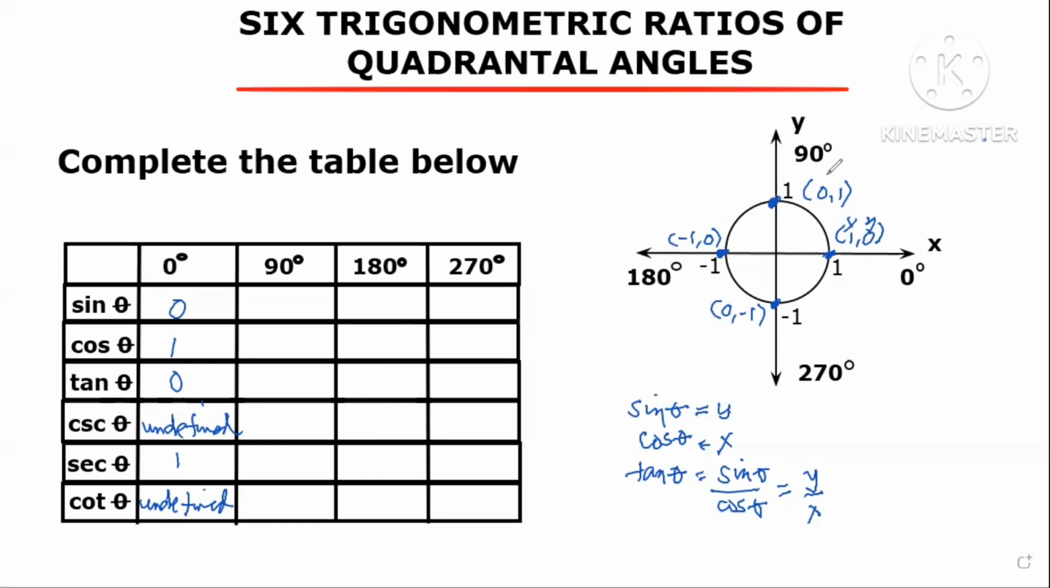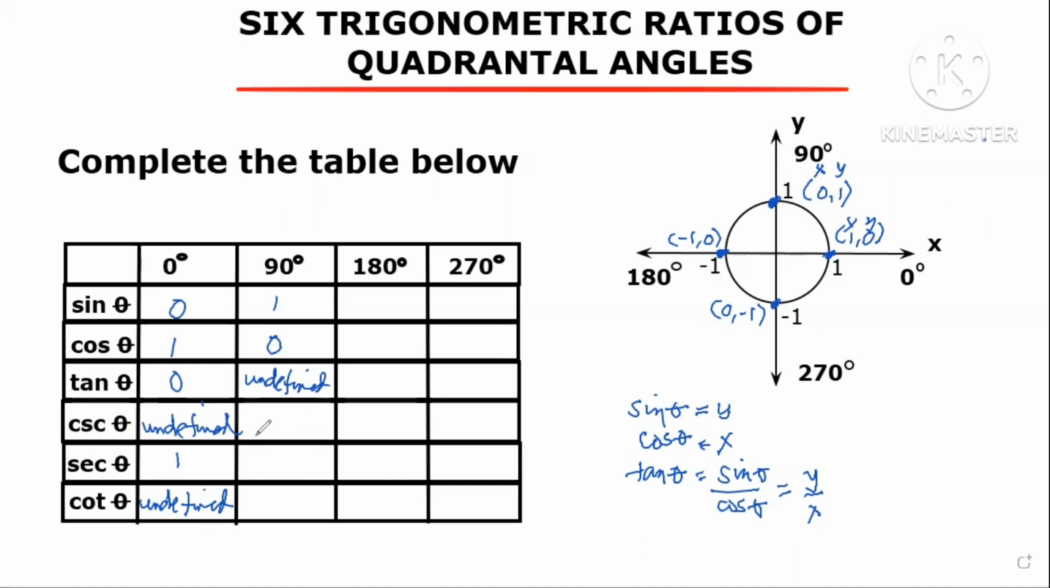90 degrees. Ito po tayo. Again, this is your x and this is your y coordinate. What is our sine 90? Sine 90 is equal to 1. Why? Because y is 1 at this point. Di po ba? Ang y coordinate natin ay 1. So, sine 90 is 1. How about cosine? Cosine 90 is 0 because x is 0. Now, how about tangent? Di-divide lang po natin ito. 1 over 0 is undefined. So, tangent 90 is undefined.